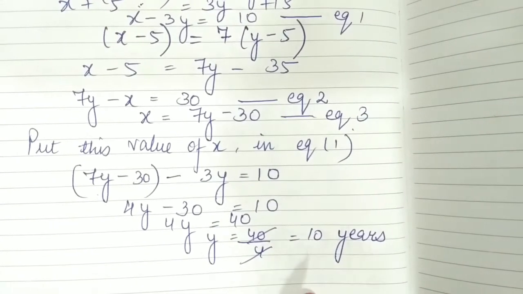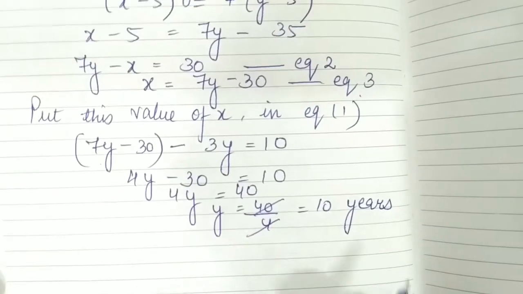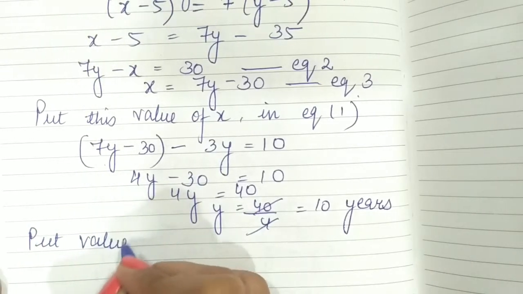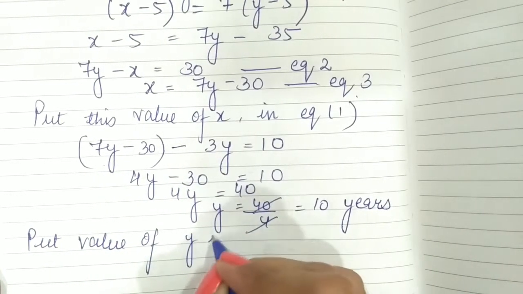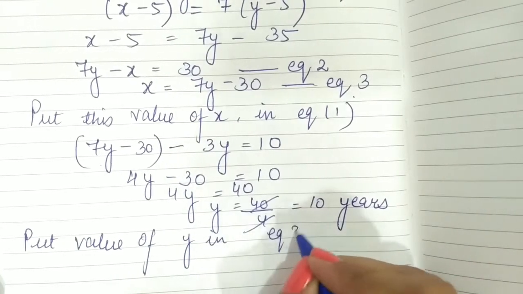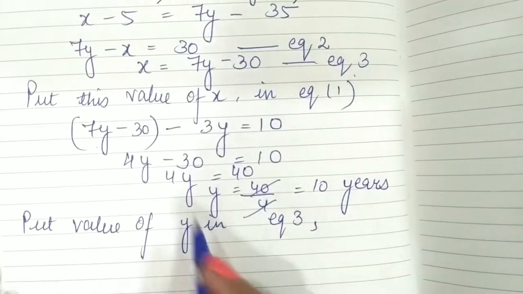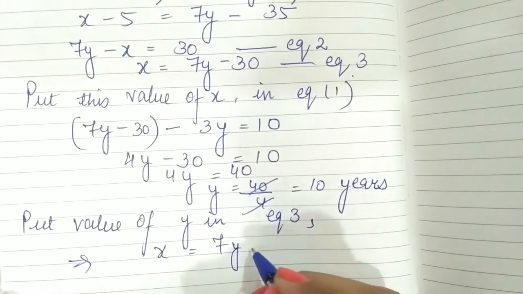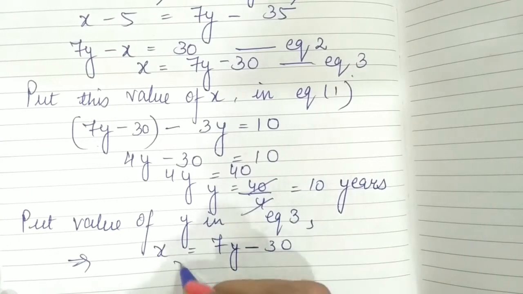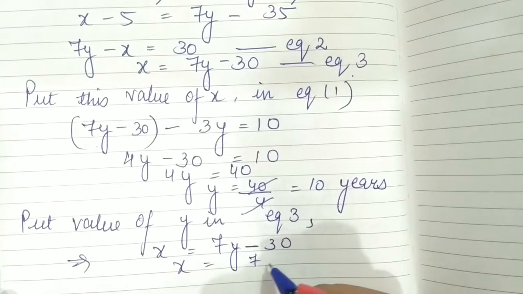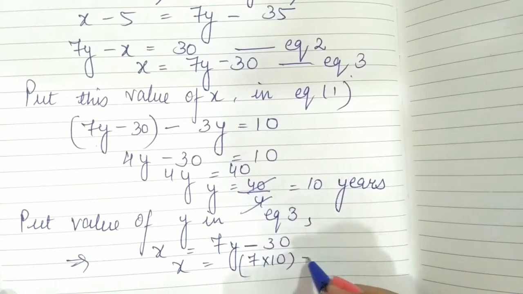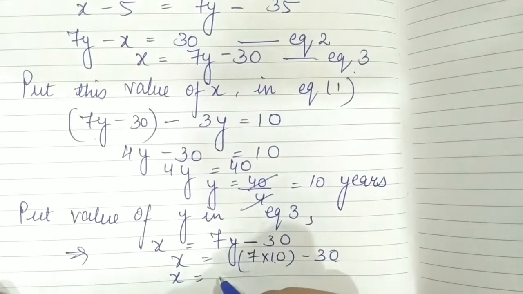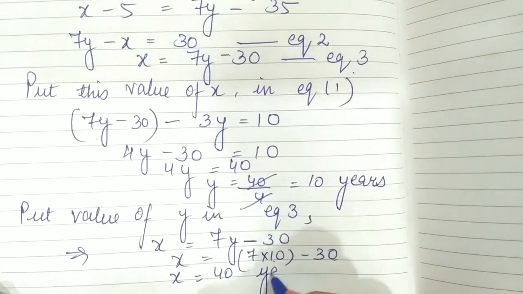Now put the value of y in equation 3. So x equals to 7y minus 30. X equals to 7 into 10 minus 30. 70 minus 30. Age of Jacob is 40 years.